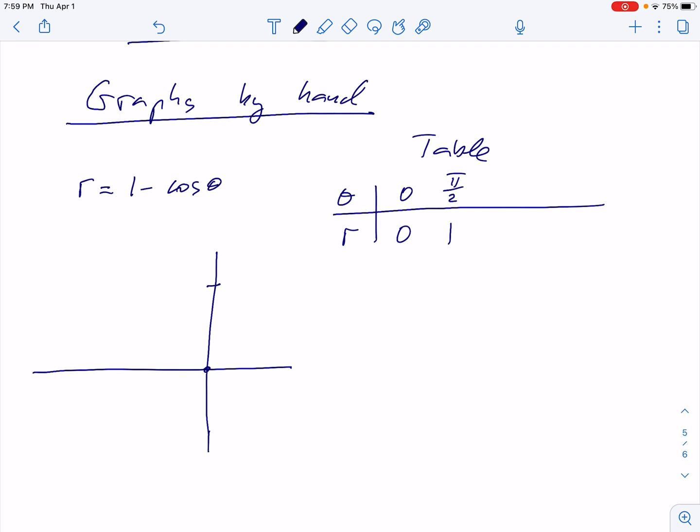Let's say 1 is here on the y-axis. Angle is starting from 0 and increasing. We're coming to this point when theta is pi over 2. Then we're moving to pi. Then cosine becomes negative 1, radius becomes 2. This will be the maximum value. So pi, this is straight angle, and the radius has to be 2. We're coming to this point.